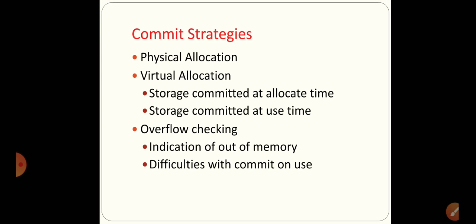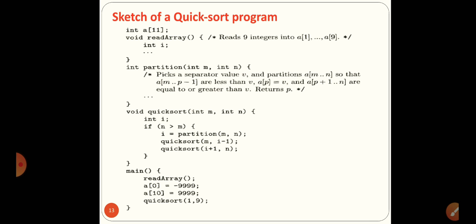So these are the operating system concepts for memory management, which are the commit strategies, which we will see one by one with an example: physical allocation, virtual allocation, allocated at runtime, storage committed at use time, how to check overflow, checking out of bound memory, and the difficulties we face while using commit on use. We'll see with an example.